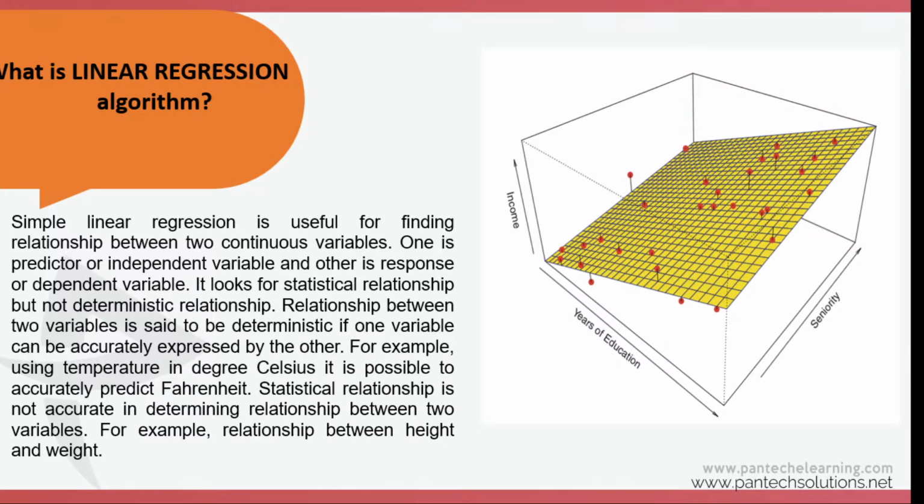For two variables, the relationship is said to be deterministic if one variable can be accurately expressed by the other. For example, using temperature in degrees Celsius, it is possible to accurately predict Fahrenheit. A statistical relationship is not accurate in determining the relationship between two variables. For example, the relationship between height and weight.